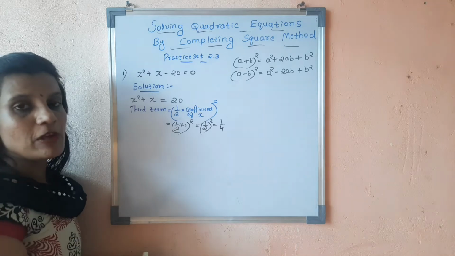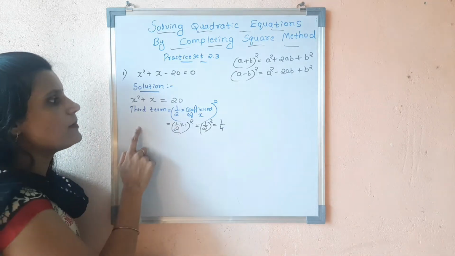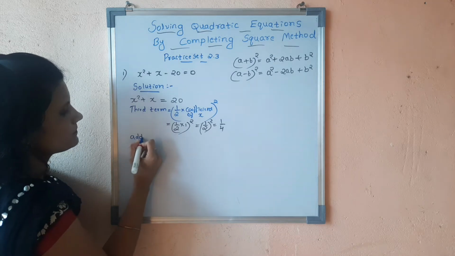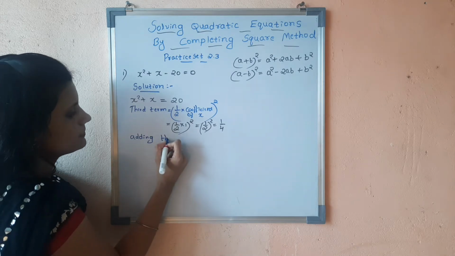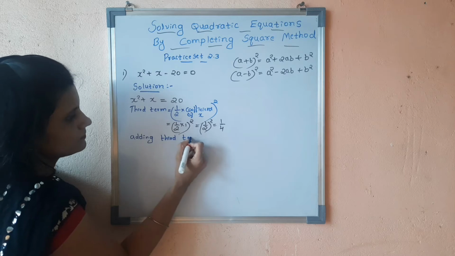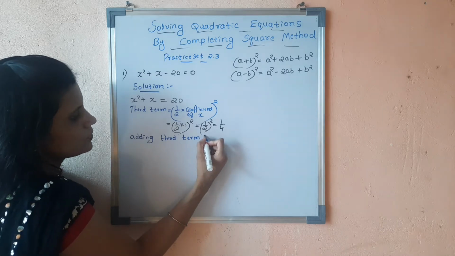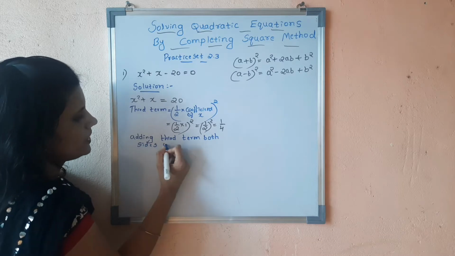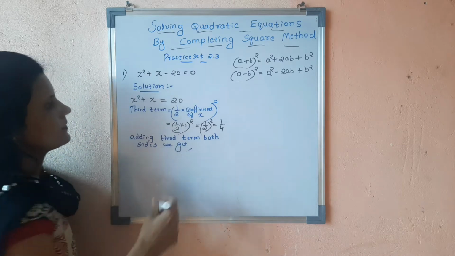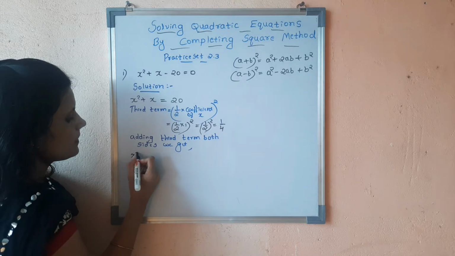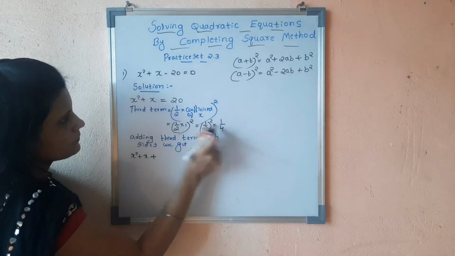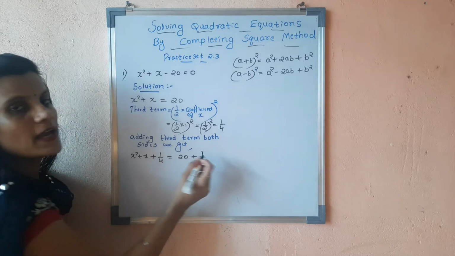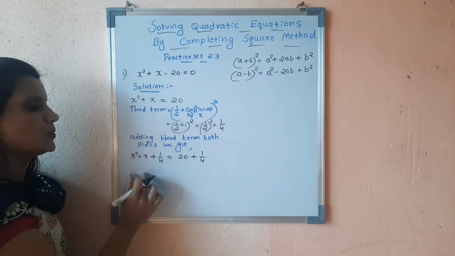Your next step will be, you should add this term to both sides of the equation. Adding third term on both sides, we get x square plus x plus 1 upon 4 is equal to 20 plus 1 upon 4. I have added 1 upon 4 on both sides.